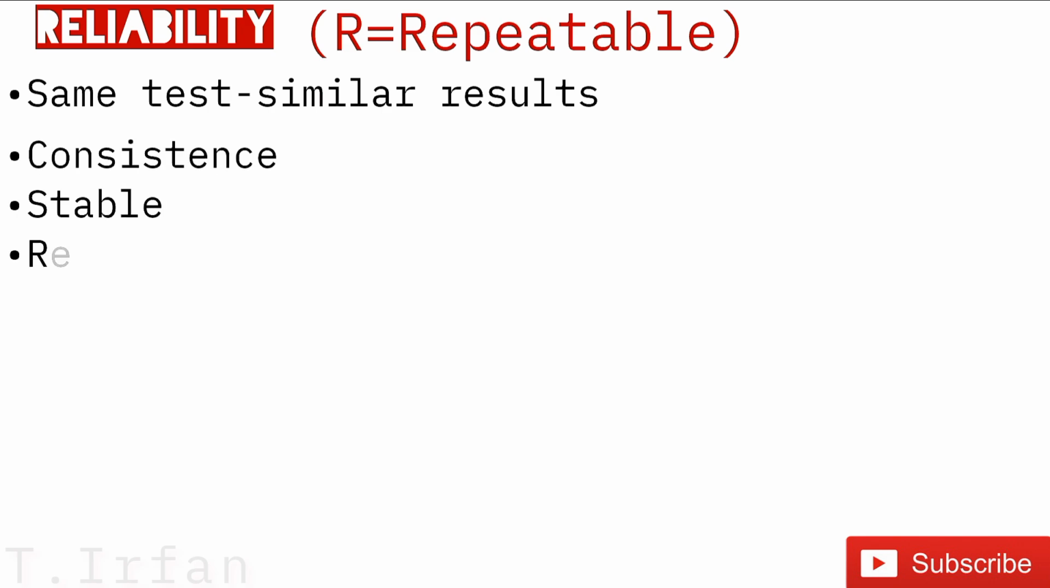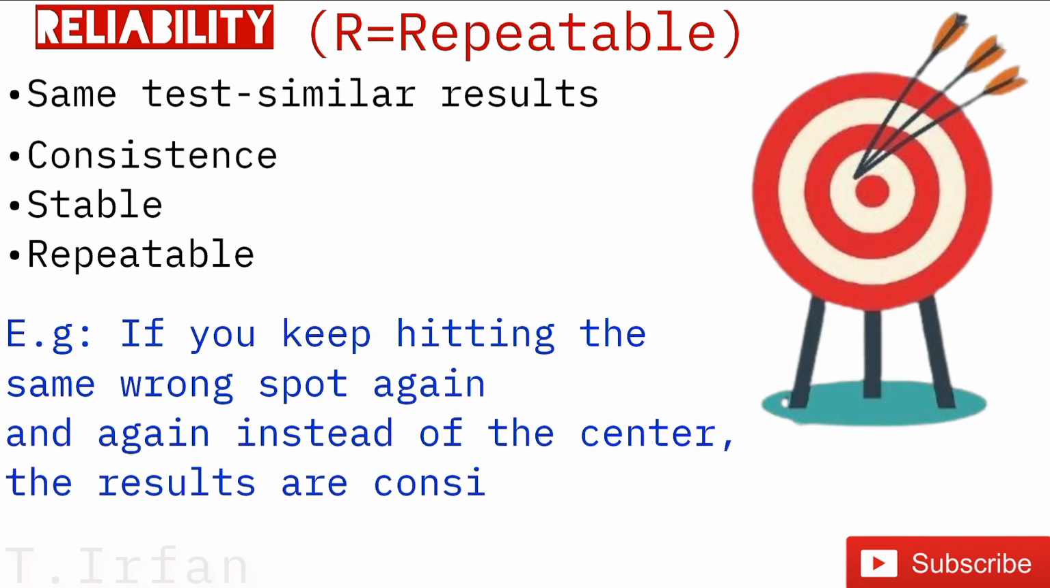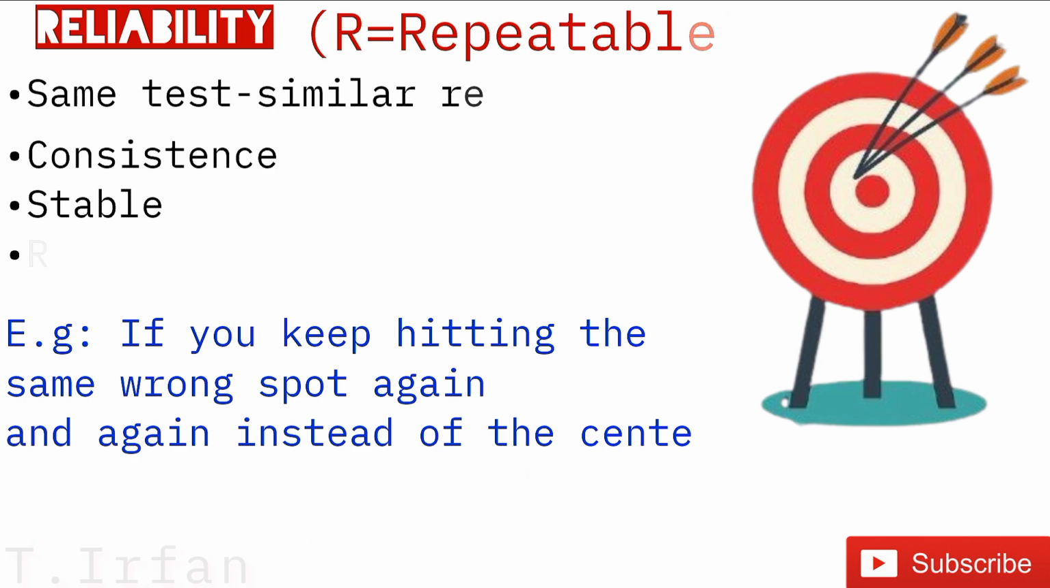Reliability means repeatability, or repeatable. If we use the same test again and again and it gives a similar result, we say that test is consistent, stable and repeatable. Or we can say that the test has reliability, or the test is reliable. For example, if you keep hitting the same wrong spot again and again instead of the center, the result is consistent but not valid. This shows reliability. There are different types of reliability and methods which show whether the test is reliable or not.